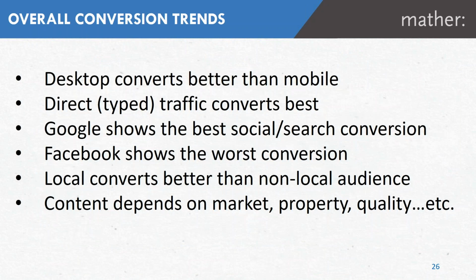Some of the things that we've seen that are pretty universal, maybe not too surprising: people who use desktop convert better than people on mobile. People who come to the site directly convert better than those coming from Twitter or Google or Facebook. That said, within those search and social channels, Google is usually the best one. Facebook is probably the worst in terms of converting audiences to paid subscribers. Obviously, local audiences are going to convert better than non-local.